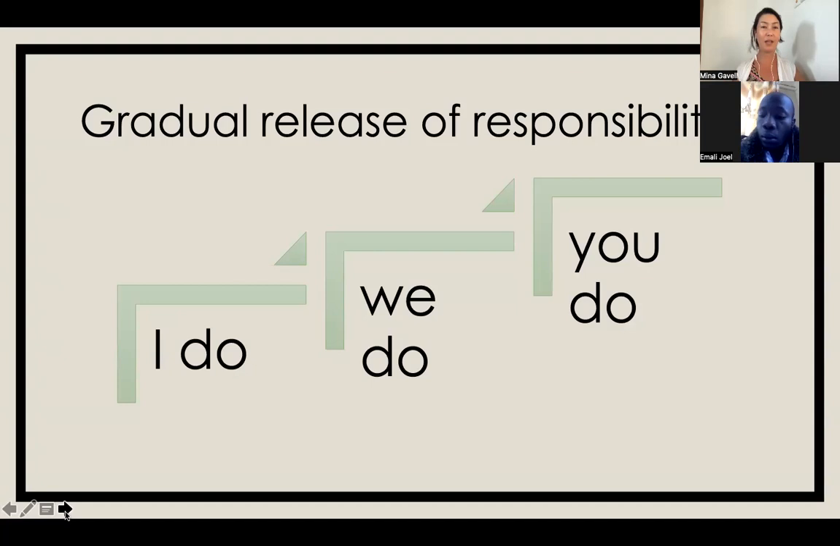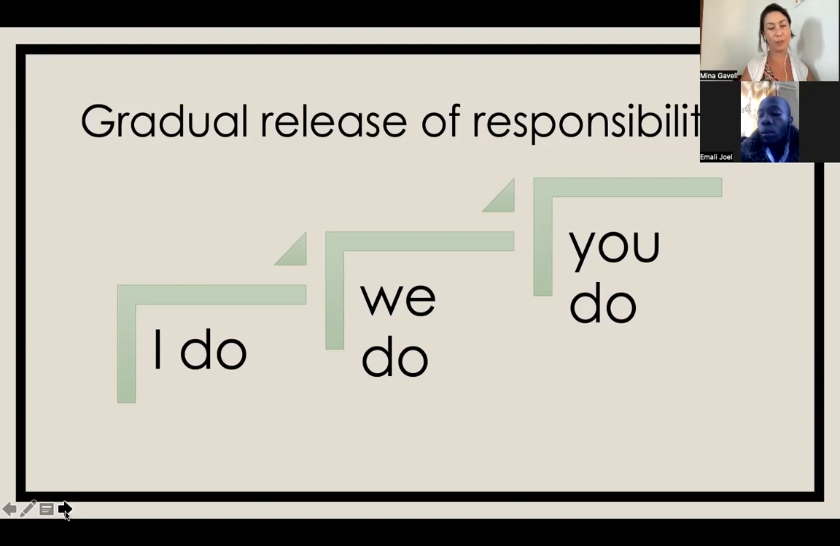Because we know that in the beginning, students are very reliant on the teacher. They don't want to do things alone. They're scared. So one way to look at this is called I do, we do, you do. So first, I, the teacher, do it. I show the students this is how you do it. Then we, the teacher and the class, we do it together. And then after that, then you or the students do it alone.